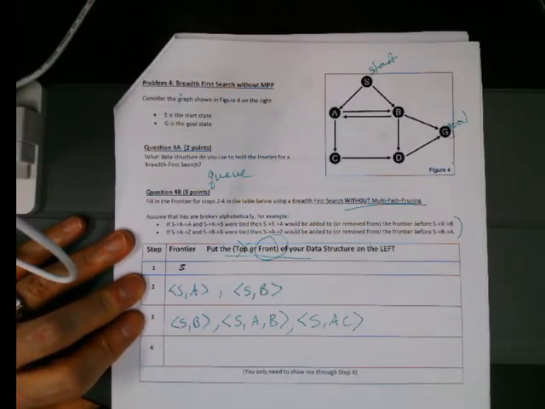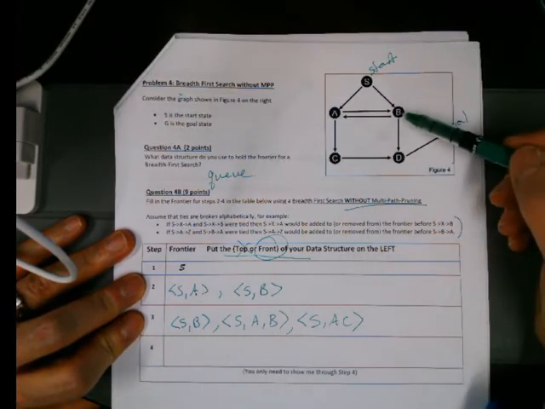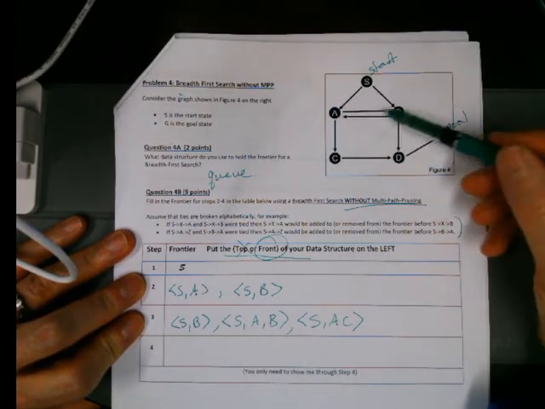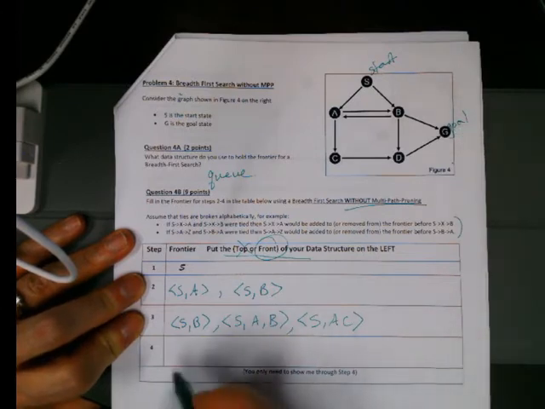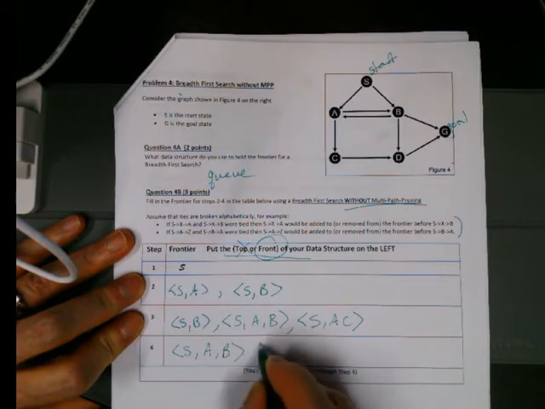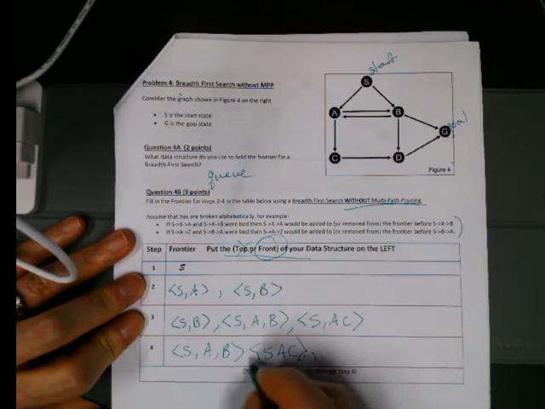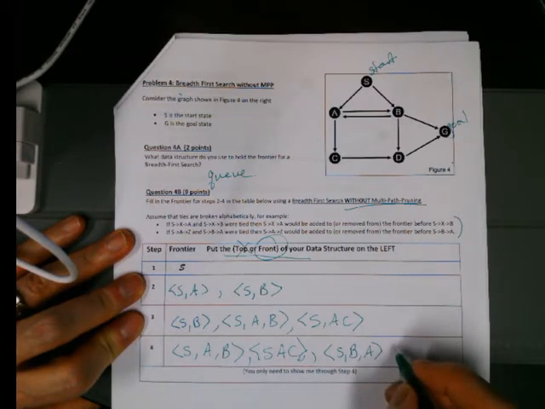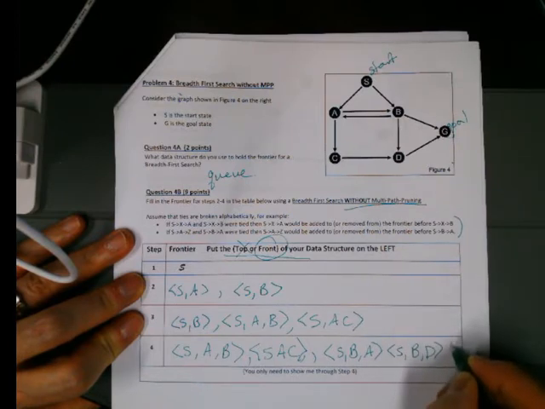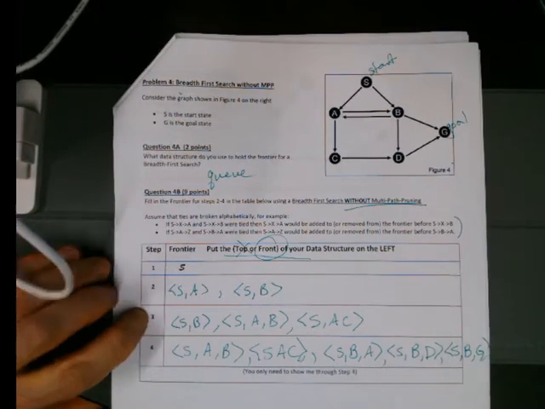And then for step 4, the SB comes off and B goes to A and D and G. So we have to first have all this stuff move along. So we have SAB and SAC, and then we had SB, so we have SBA, SBD, and SBG. So that's what I was looking for in this part.